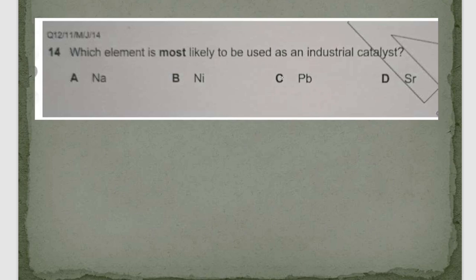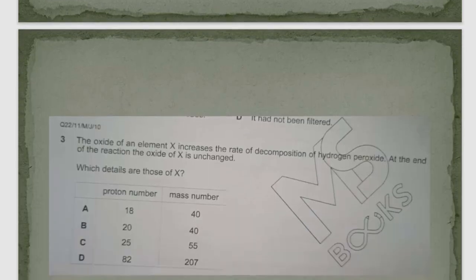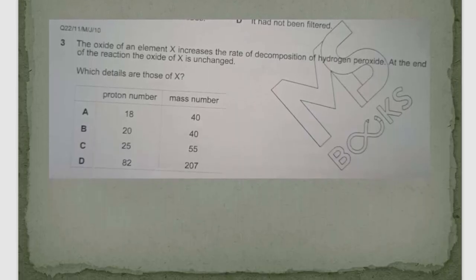Which element is most likely to be used as an industrial catalyst? Nickel is used in the hydrogenation of oil, to convert unsaturated hydrocarbon to saturated at 200 degrees centigrade. So nickel is used. Basically, transition metals are also used to conduct electricity.